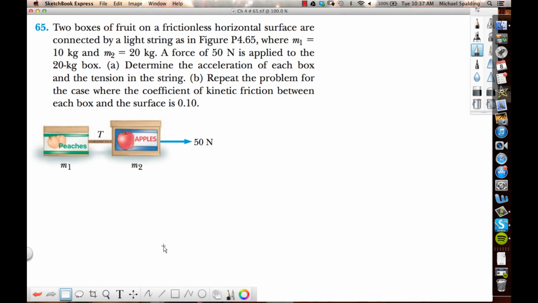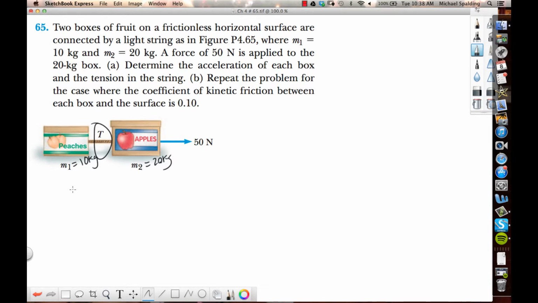All right, so 65. We have two boxes connected together by a string. The two boxes are being pulled by a 50 Newton force. We're given that M1 is 10 kilograms. This guy right here, the box of peaches, that's 10 kilograms. M2 is 20 kilograms. And for A, they want us to find the acceleration of each box and the tension in this middle string right here.